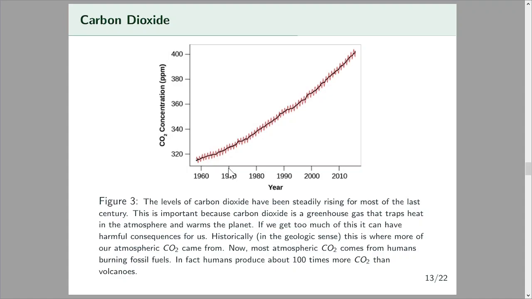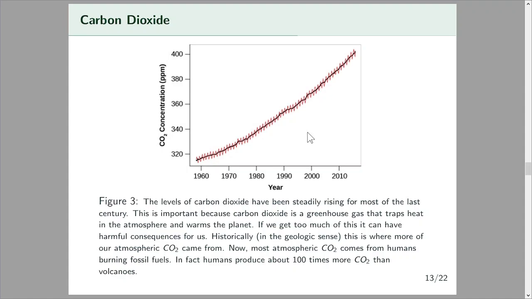So historically, for the planet, most of the CO2 came from geologic processes like volcanoes. There's a CO2 cycle, which we'll talk about in a little bit. The problem is humans are now producing about 100 times more CO2 than natural processes produce. And so that's a big number.